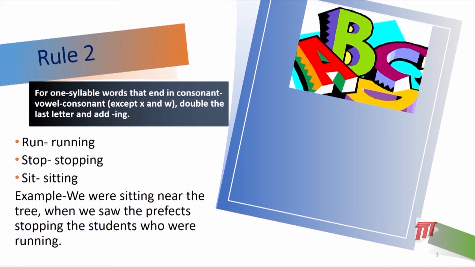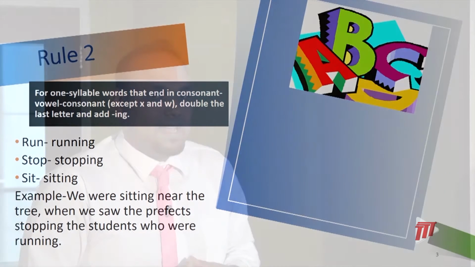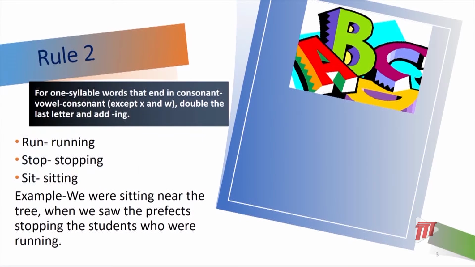S-T-O-P-P-I-N-G. I'm sure that all of you will be able to guess the correct spelling for the word sit by now. Because we have the same pattern being repeated, consonant, vowel, consonant, we double the T and then add ing to give us sitting, S-I-T-T-I-N-G.